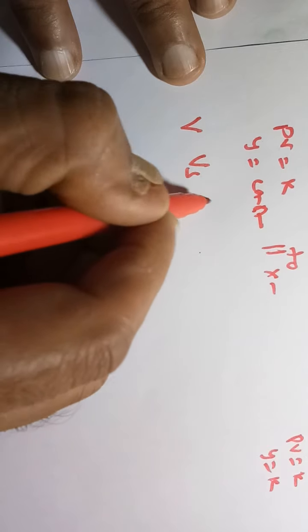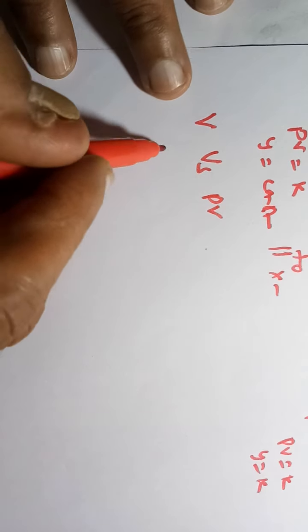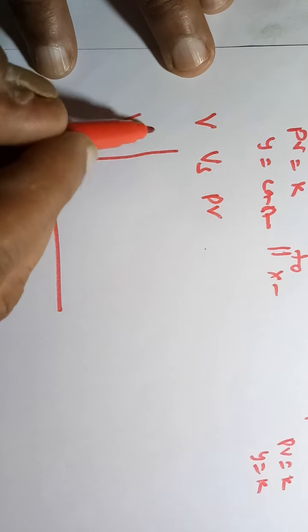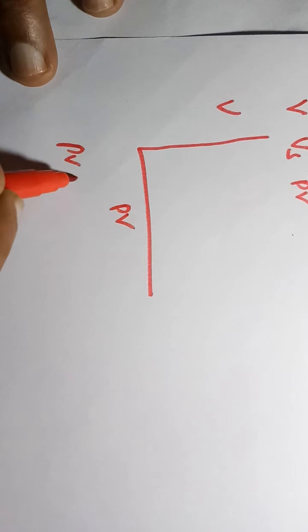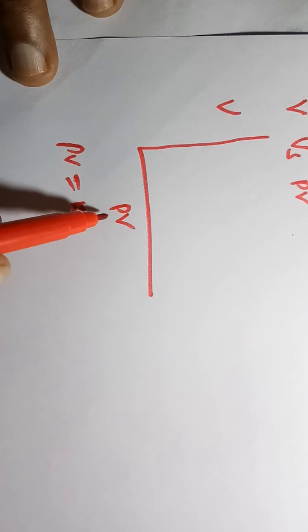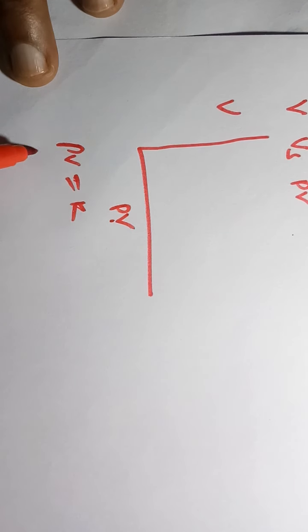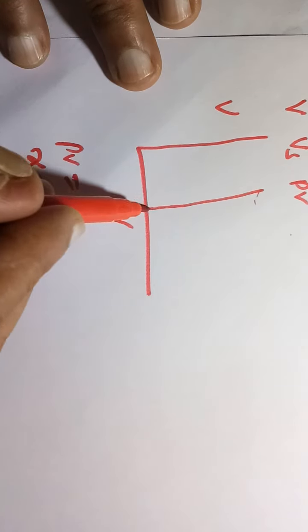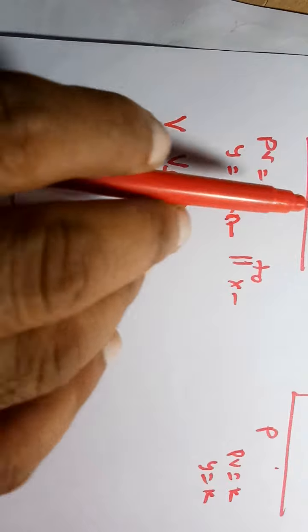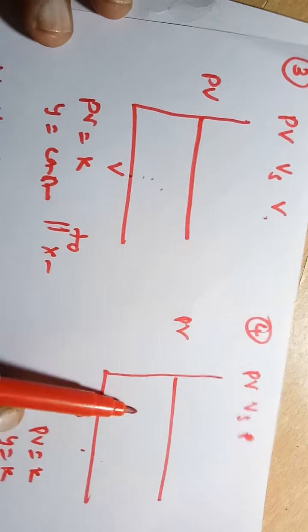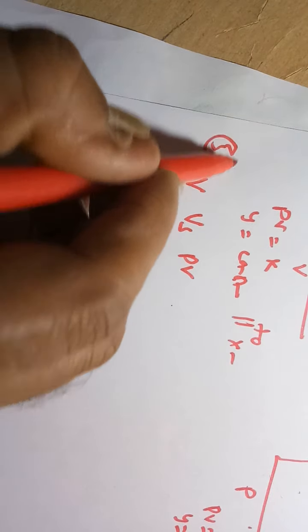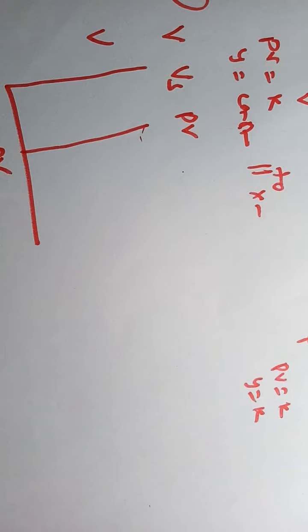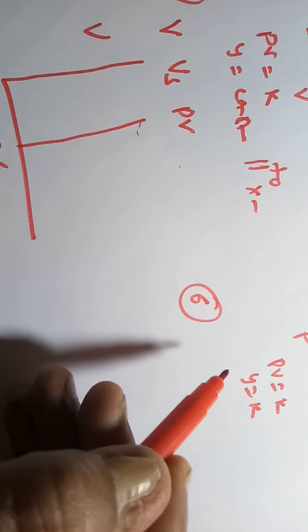V versus PV. Which type of graph will I get? I should take V on the Y axis, PV on the X axis. We have the relation PV is equal to constant. PV is on the x axis, so x is equal to constant. It is present parallel to the y axis. This type of graph. Also in examinations these types of graphs are asked, but this type of graph has not been asked, so there is a probability that this type of graph will be asked.